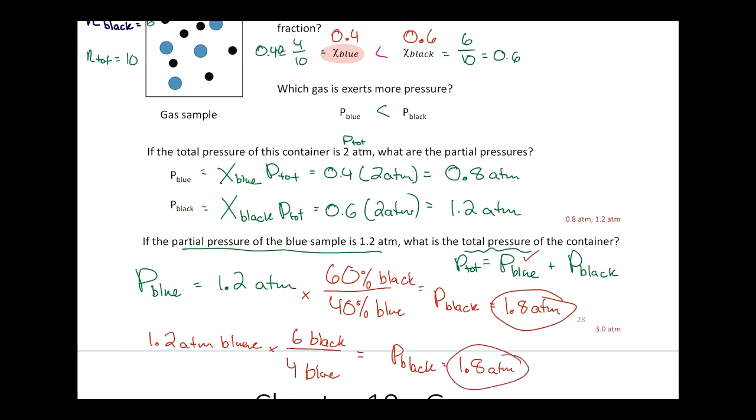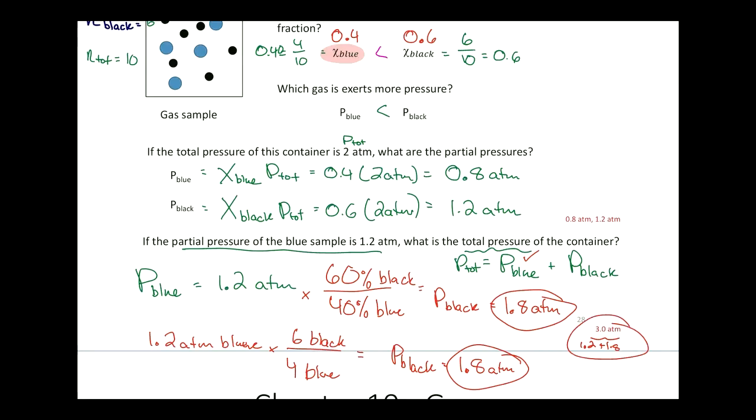So that's the partial pressure of the black particles, but if you look at the corner, that's not the answer that I want. What's the actual answer that I want in this question? The total pressure. So the answer is not 1.8, it's actually 1.8 plus the original 1.2 that's there. So in order to get 3 atmospheres, we do 1.2 plus 1.8, that's how we get 3.0.